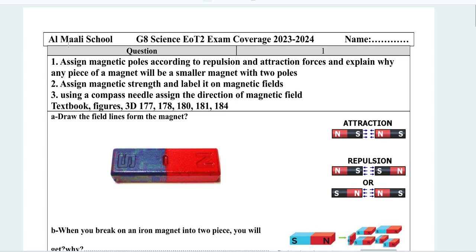Okay, so the first outcome under the writing is to assign magnetic poles according to repulsion and attraction forces, and explain why any piece of a magnet will be a smaller magnet with two poles. Assign magnetic strength and label it on magnetic fields, and using a compass needle, assign the direction of magnetic fields. And here are the pages in your textbook.